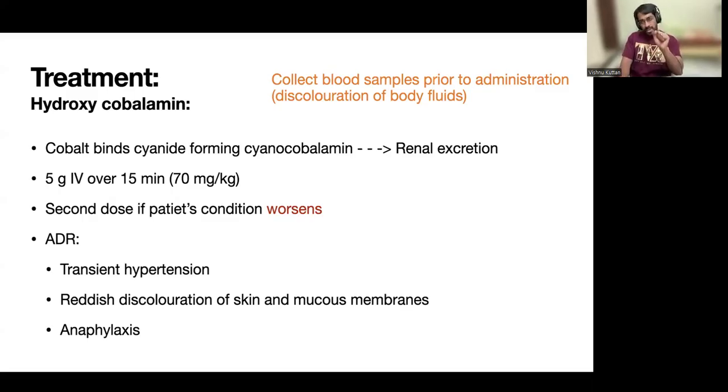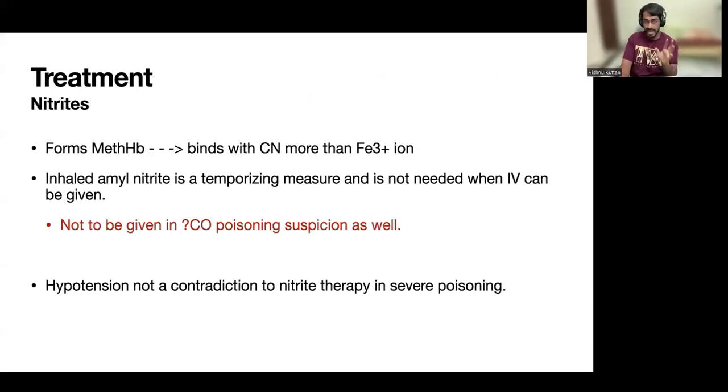So the point is, a fire victim needs to be given hydroxycobalamin, and this is what you're going to be giving a patient. It is going to be 5 gram over 15 minutes, and the pediatric dose is going to be 70 milligram per kilogram. If the patient's condition worsens, you can repeat a second dose. Nitrites, again, you're not going to be giving in a patient who has concomitant carbon monoxide poisoning as well. It is going to produce your methemoglobinemia. What happens is, we want the nitrites to form methemoglobin because that methemoglobin is going to bind with the cyanide more. That is how it is helpful in cyanide poisoning. Whereas methemoglobinemia won't work in carbon monoxide poisoning for this particular reason.